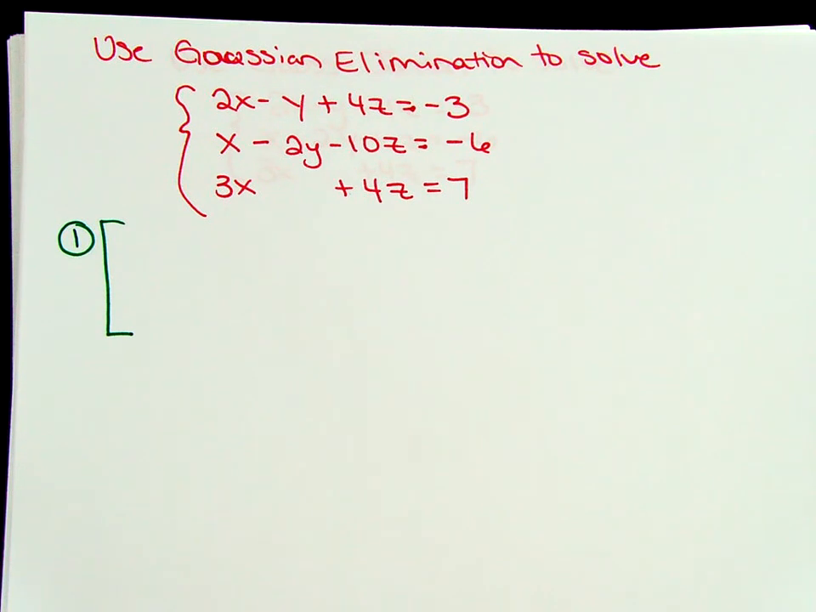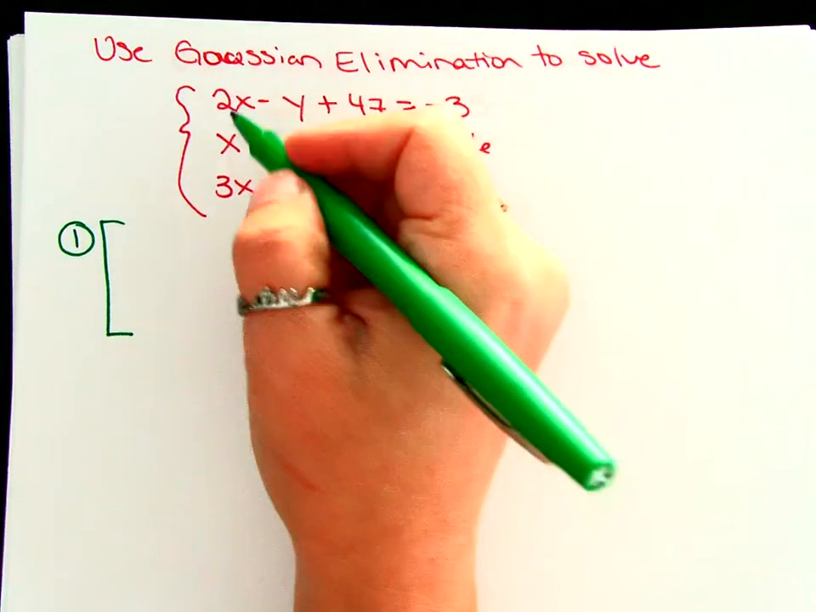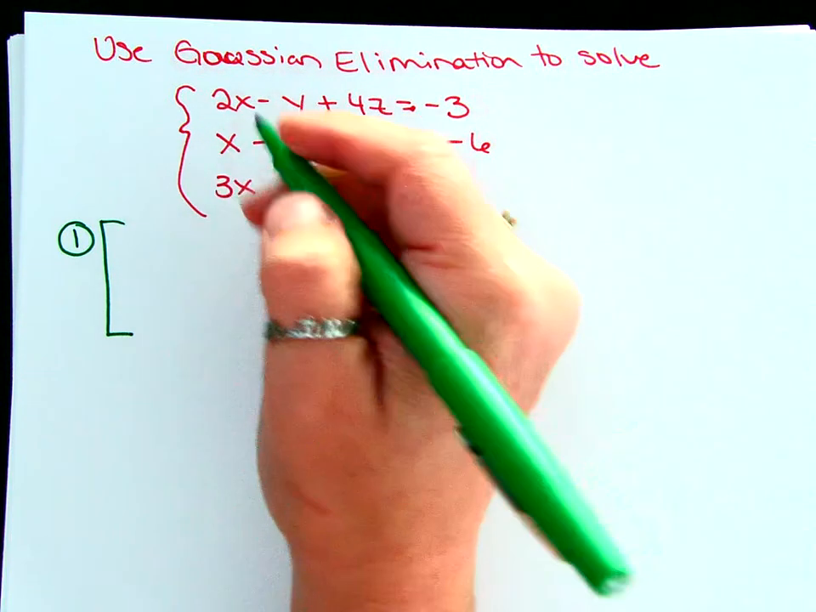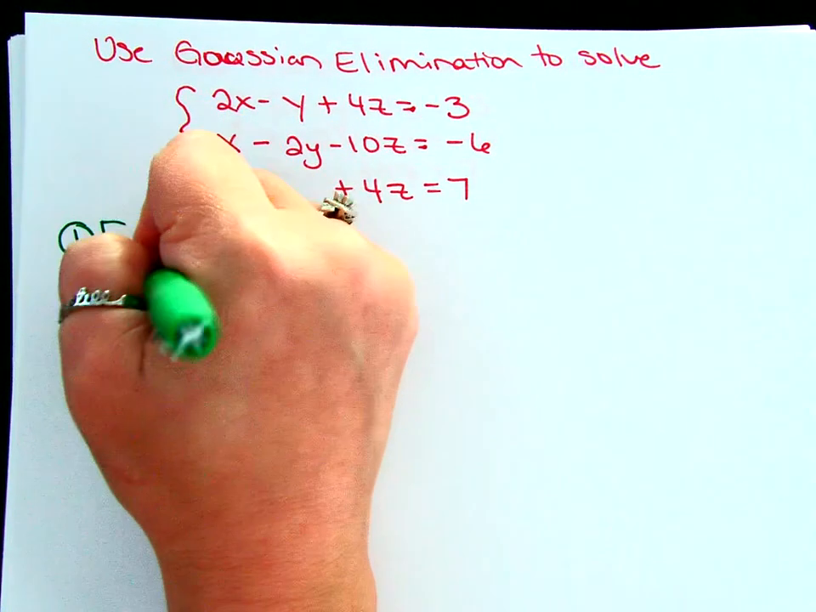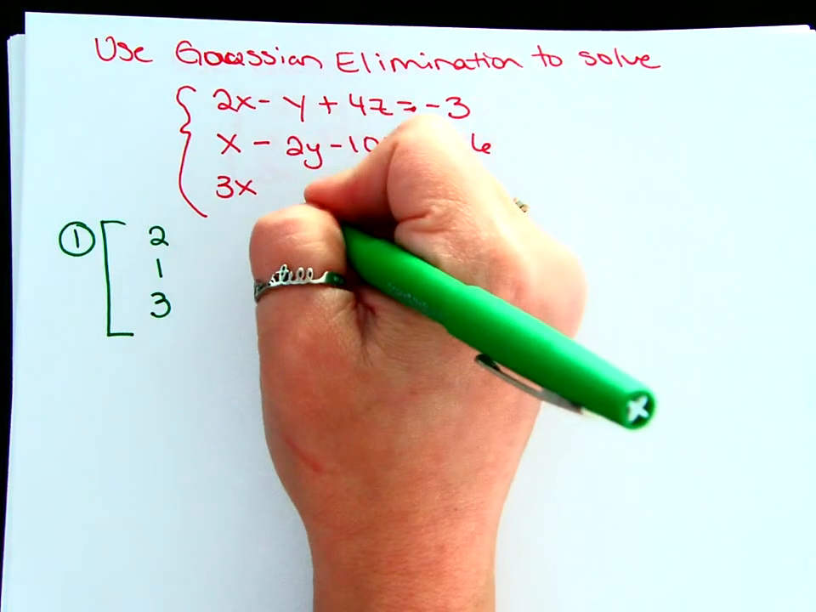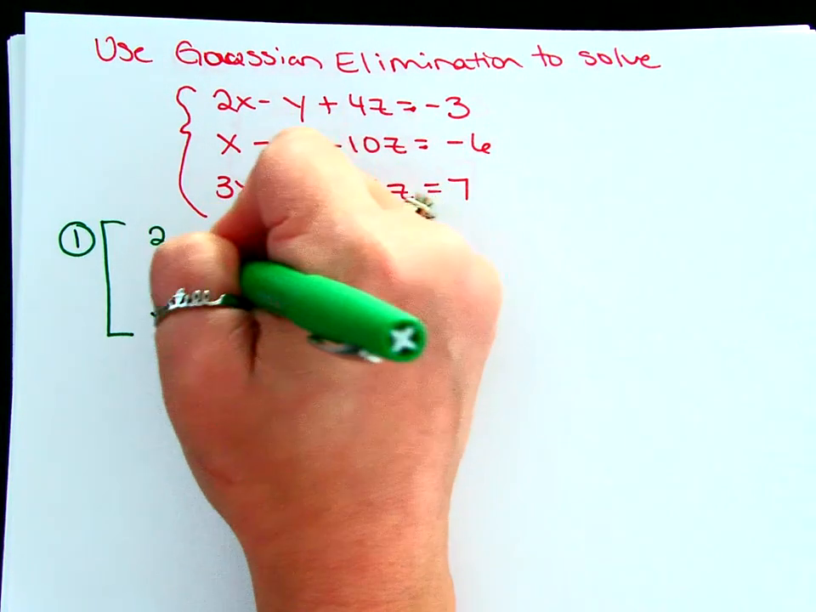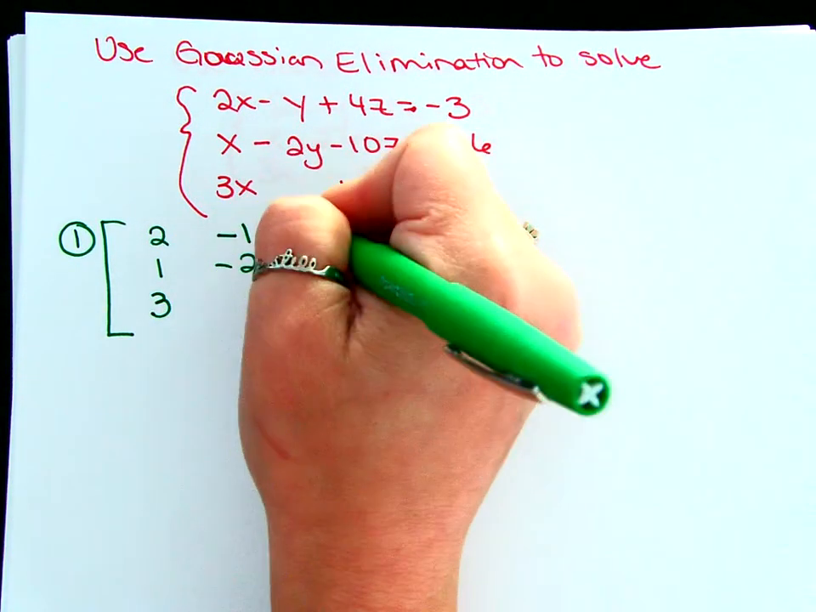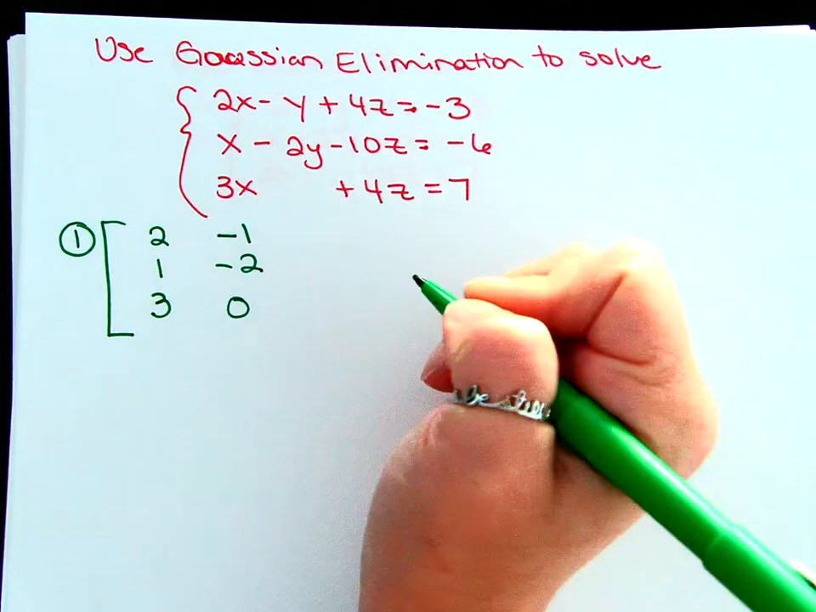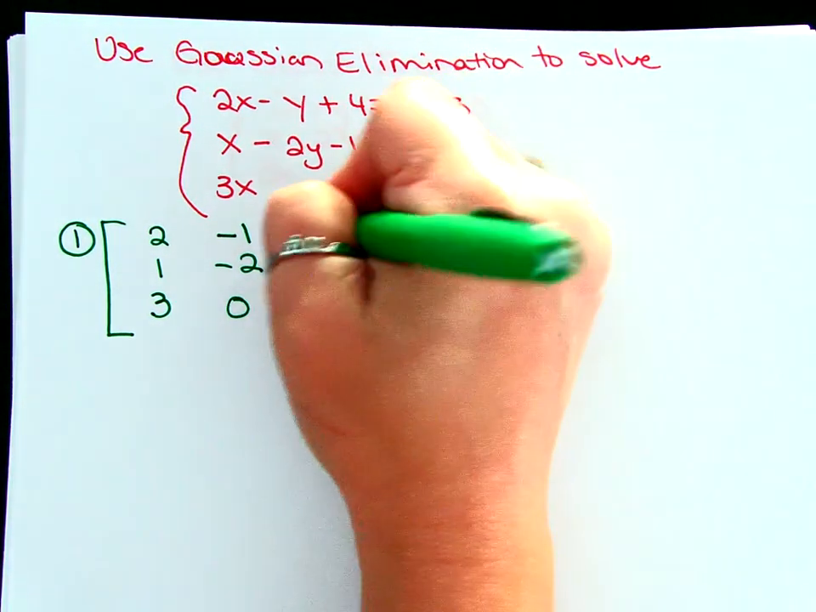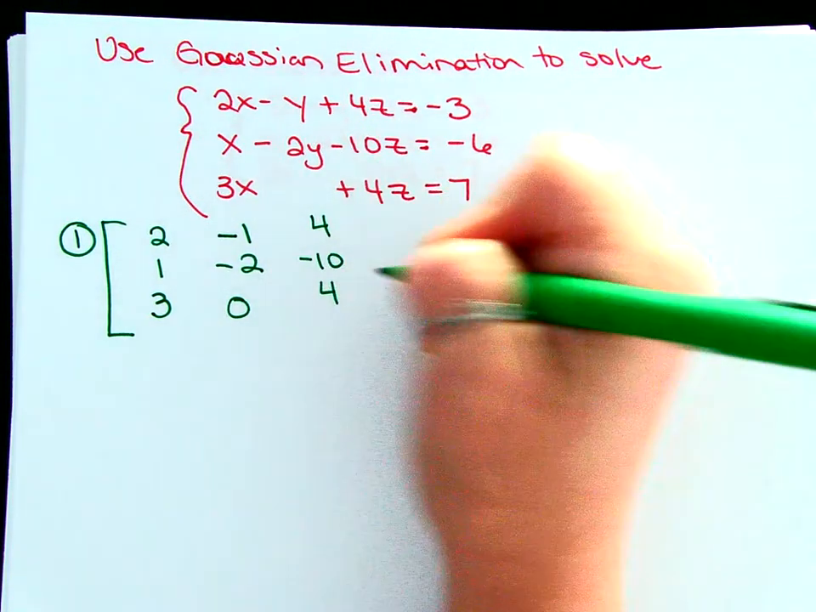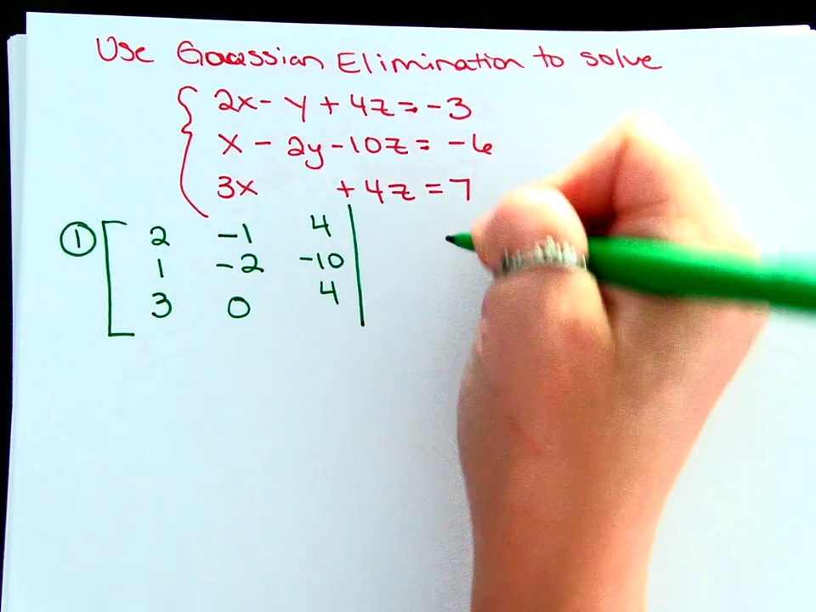Remembering that column 1 is the coefficients of your x's. So I have 2, 1, 3. Column 2 will be the coefficient of your y's. Negative 1, negative 2. And then what do I do for the bottom equation? 0. I got to put that placeholder in. And then the coefficients of my z's will be 4, negative 10, and 4. Put my vertical bar and do negative 3, negative 6, and 7.